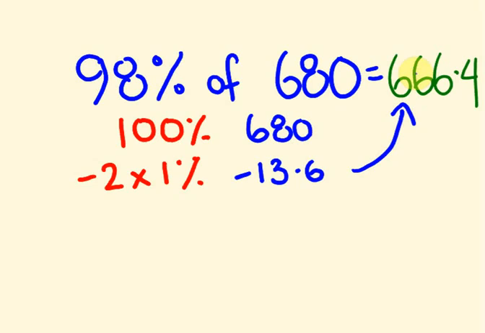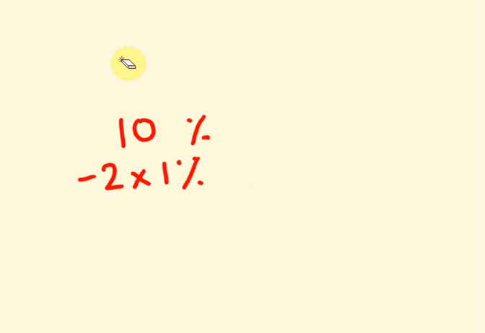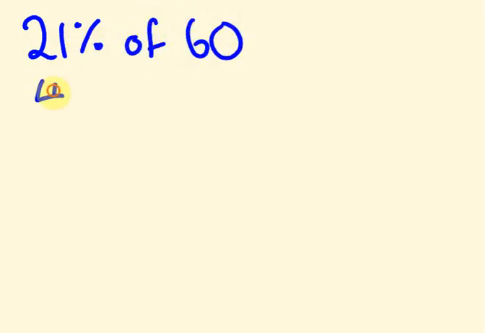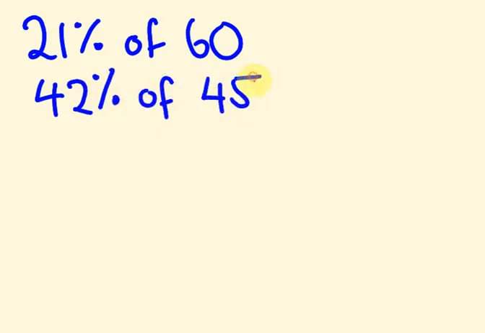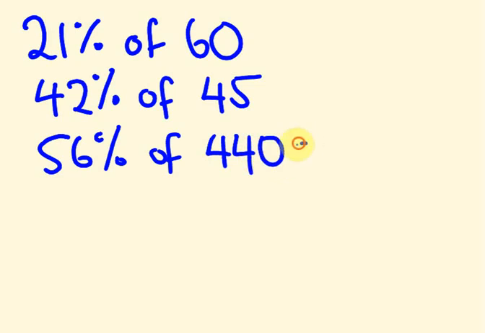Okay, what I'll do is I'll give you a whole bunch of these. What about we give you 3 of them to work out? Then what I'd recommend you do, try to work them out in your head. Try to work them out on a bit of paper using that way. See how you go. Alright, then we'll go through the answers. So, what about this one? We'll give you 21% of 60. I'll give you this one, 42% of 45. And what about this one? 56% of 440. Okay, pause the video, give them a go.